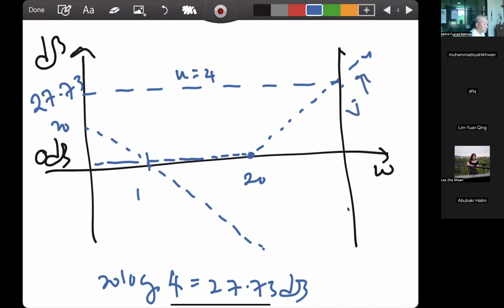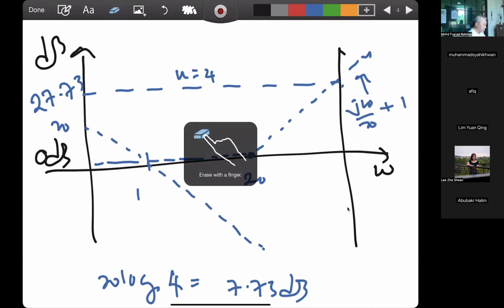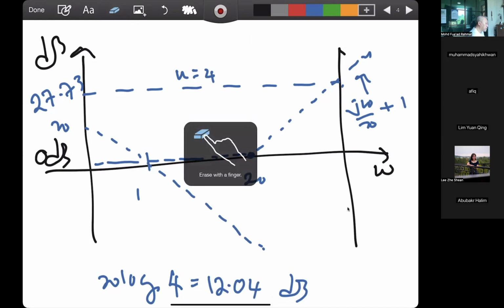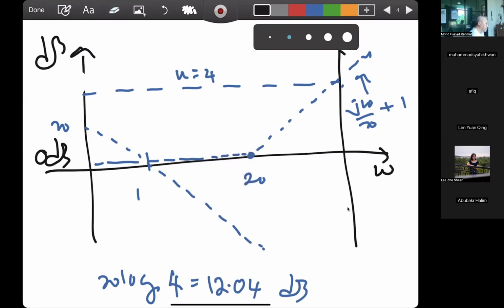Sorry, doctor, I want to ask, the 20 log 4, I use log base of 10. I got 12.04. Can you please correct it? Other students also got 12 only. So yeah, how much? 12.04. Okay, sorry about that. Okay, 12 dB.